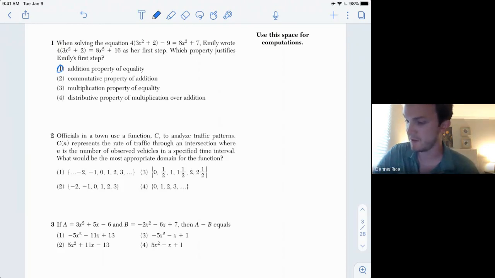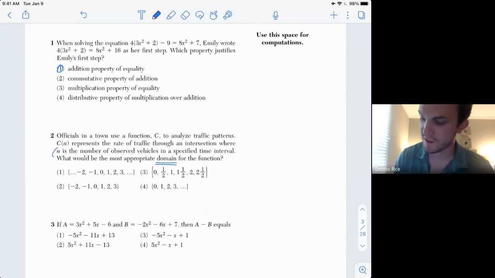All right, for number two, officials in a small town use a function C to analyze traffic patterns. C of n represents the rate of traffic. What would be the most appropriate domain? Okay, so domain tells us we're looking at the inputs here. So if they're saying n represents, hey, they're counting cars basically. What would be an appropriate domain if we were counting cars? Choice 4.